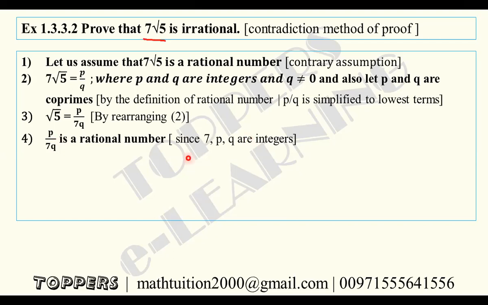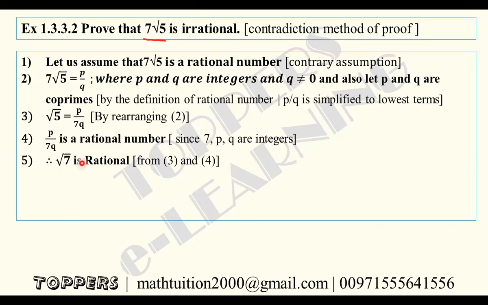So an integer divided by another integer where the denominator is not equal to 0 is the general form of a rational number. So we can say that p by 7q is a rational number. We said the RHS is rational, so we can say the LHS, root 5, is also rational. So that is our next step.